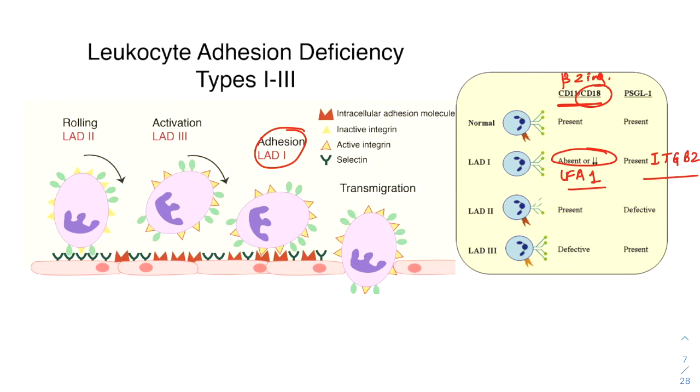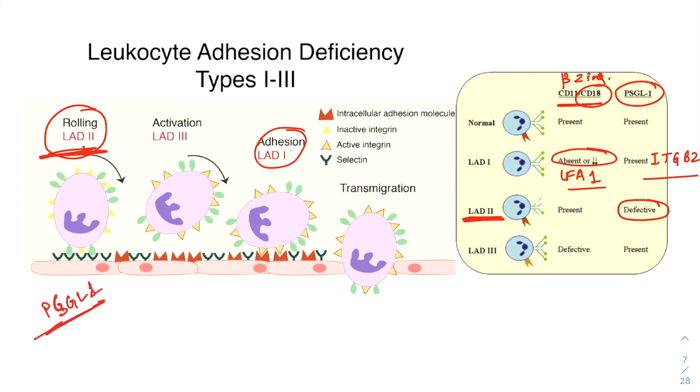The second type is type 2 leukocyte adhesion deficiency, in which there is absence of Sialyl-Lewis X, leading to deficiency of the sialomucin-like glycoproteins like PSGL1, which are defective in LAD2, leading to a defect in rolling. Selectins like P-selectin or E-selectin, when they bind with selectin ligands like PSGL1, lead to the rolling motion. So in LAD2, a deficient PSGL1 results in defective rolling.